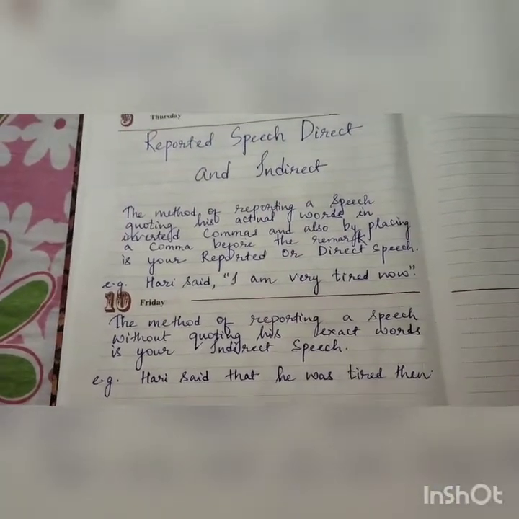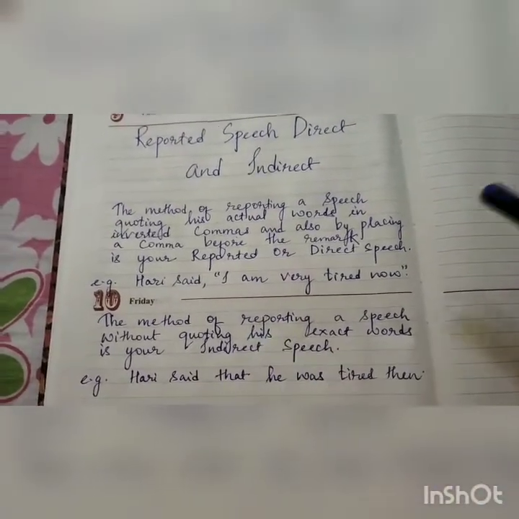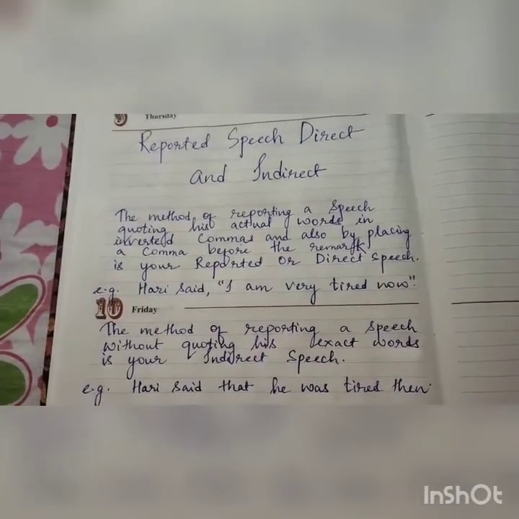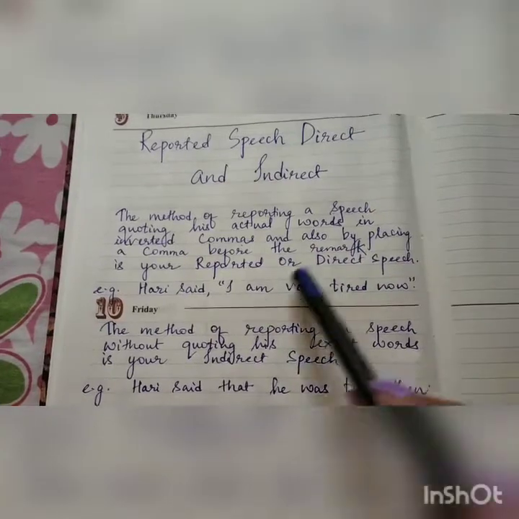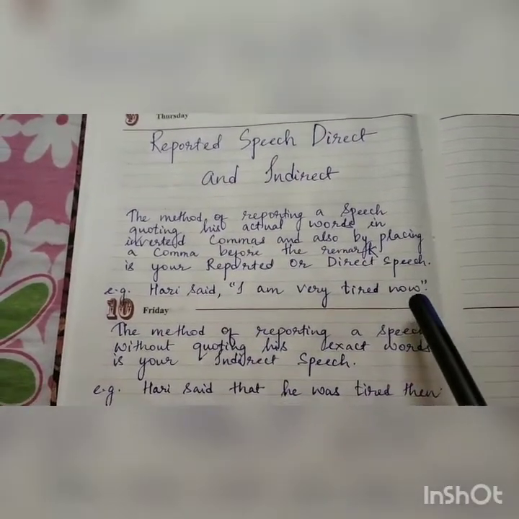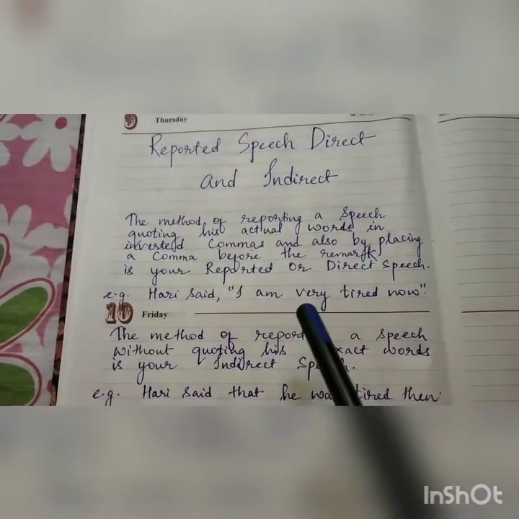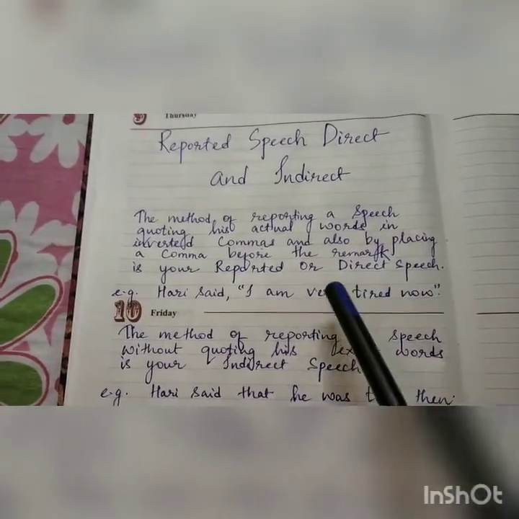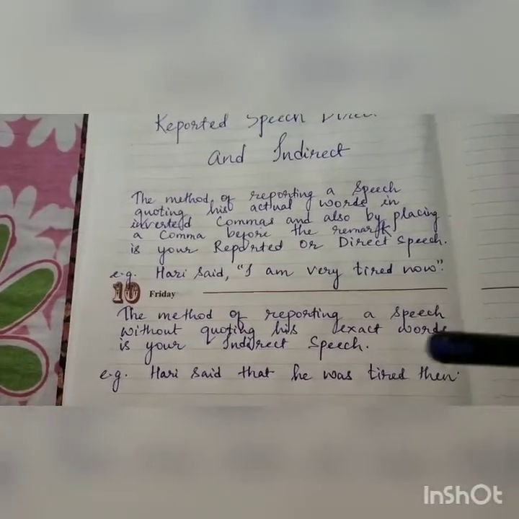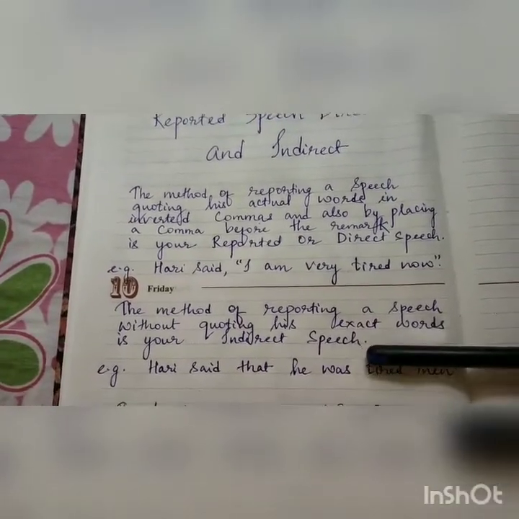Because when we are speaking, we cannot say Hari said, comma, double inverted comma open, I am very tired now, double inverted comma close, full stop. We cannot mention all this when speaking. So when we are writing, it's more convenient to use direct speech, and when speaking, it's more convenient to use indirect speech.